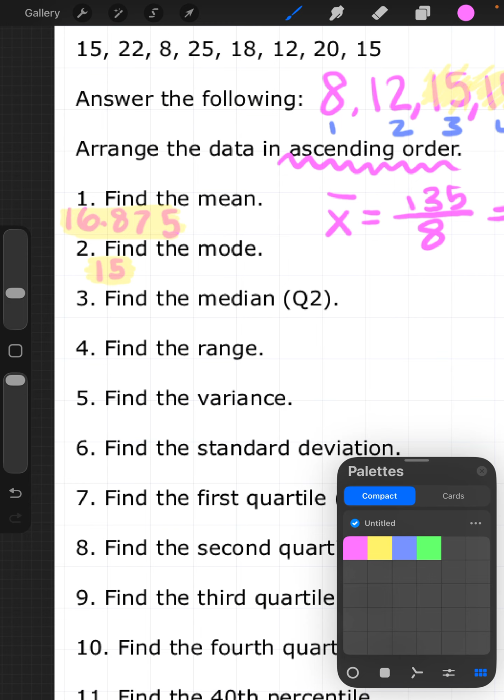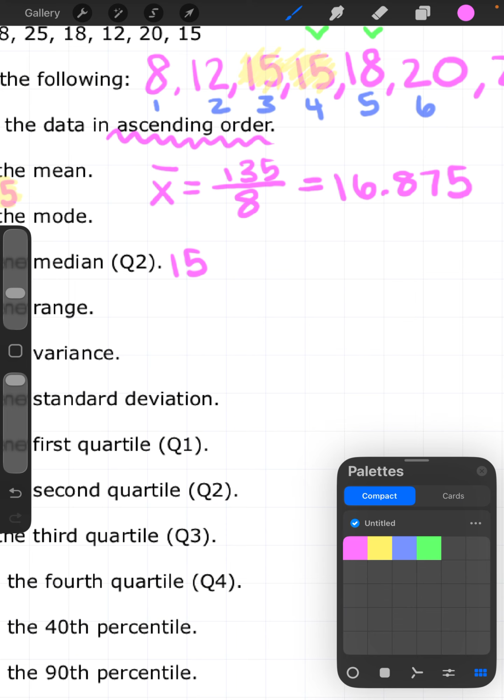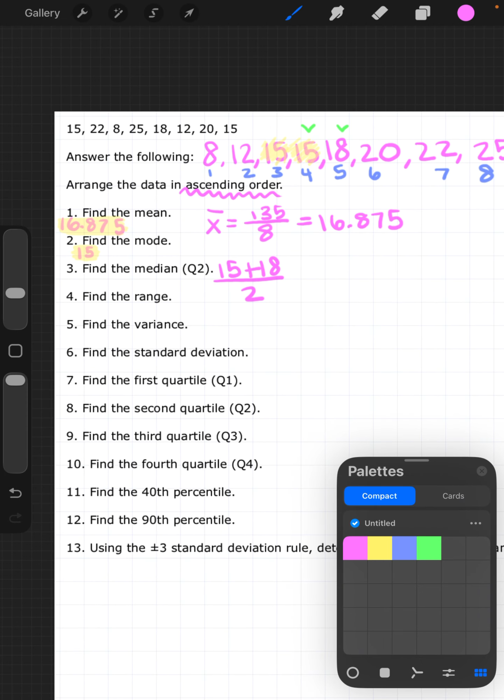Okay, and then now we're gonna find our median. And our median, since n is 8 and 8 is even, is gonna be the average of the two middle values. And the two middle values are the 4th and 5th. So it's gonna be 15 plus 18 divided by 2, which is equal to 16.5.